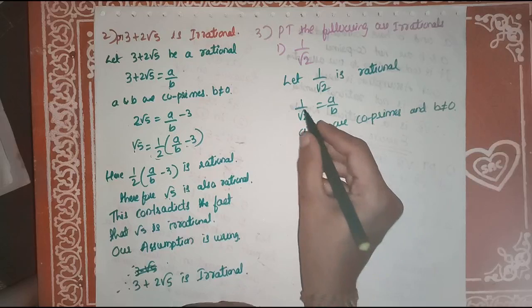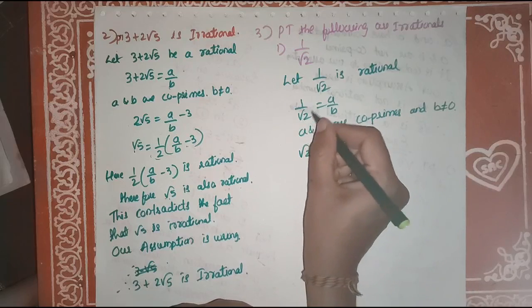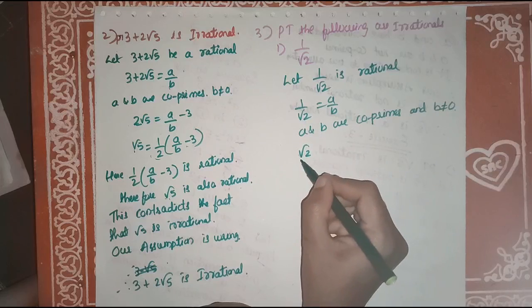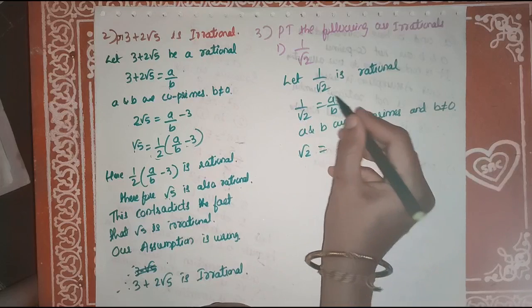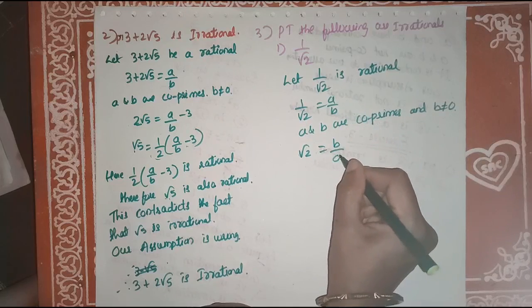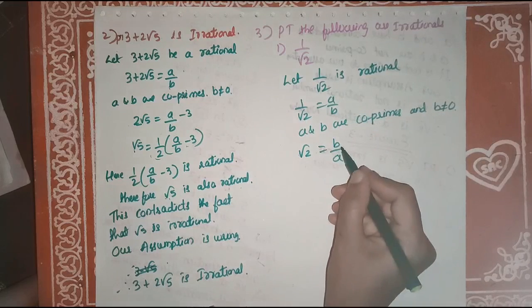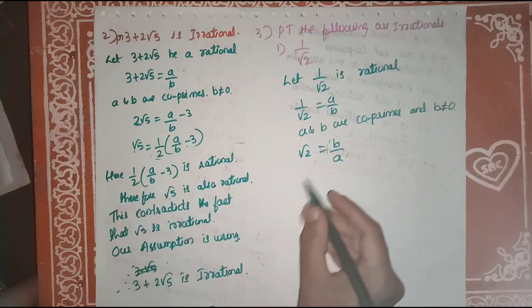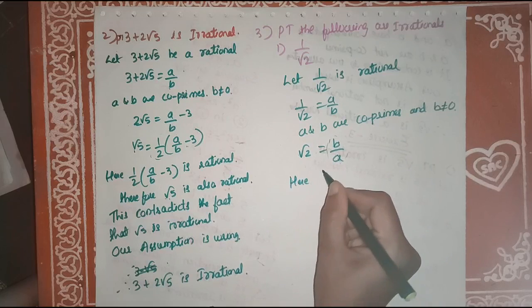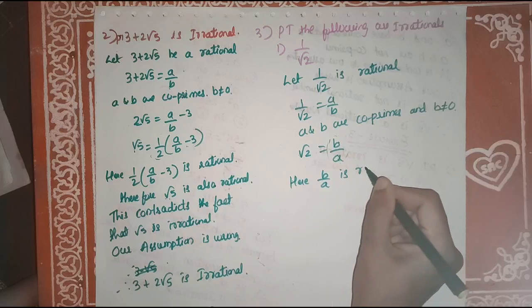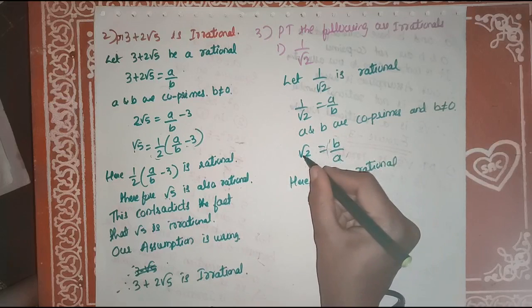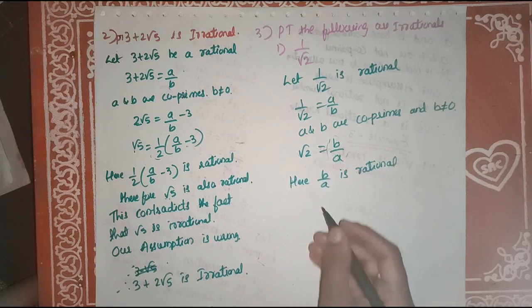So for 1 by root 2, I interchange the numerator and denominator. This is root 2 divided by 1 equals b by a. We know that b by a is in the form p by q, so it is rational. It is rational, which means it is equal to root 2. So root 2 is also rational.